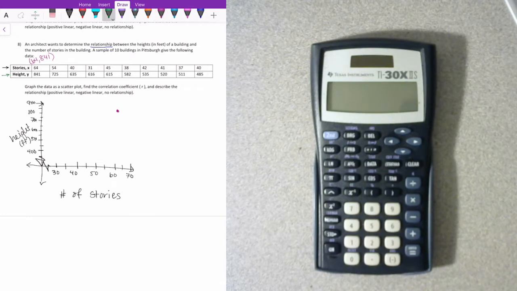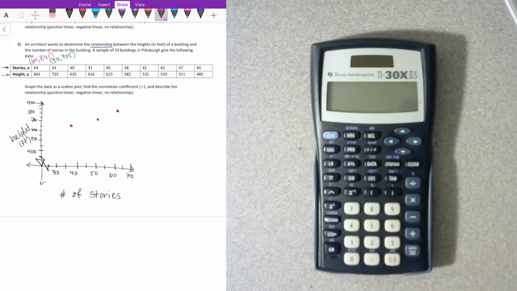For the next point, it's 54 stories and 725 feet. So let's plot that one. I'm going to do all the points in pink just so that we can kind of see the relationship if there is one. 54 is about here, and then I'm going to go up to 725, about here-ish. Doesn't have to be perfect, just an estimate. Then we've got our third point, 40 to 635. That's about here-ish, maybe a little bit lower.